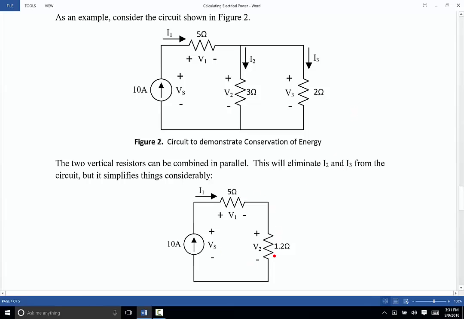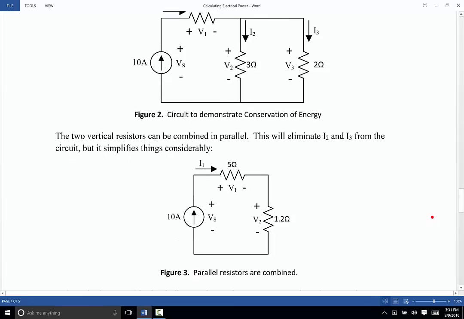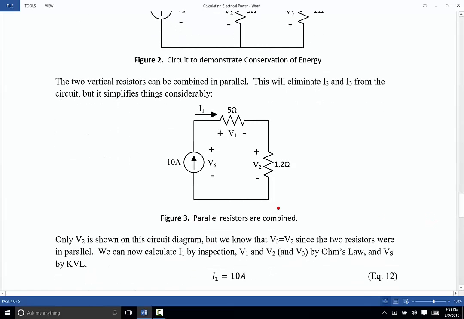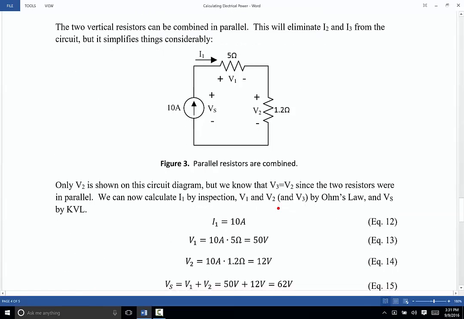Well, now the circuit is simple enough that we could approach it in one of a couple of ways. We're going to go ahead and calculate the total amount of current and the total amount of power. So here you can see that I1, the current flowing around this entire loop right here, has to be 10 amps because there's a 10 amp source in that loop. So I1 is 10 amps. V1, that's the voltage across the 5 ohm resistor. That's going to be 10 amps times 5 ohms, which is 50 volts. V2 is the voltage across this combined resistor. That's going to be 10 amps times 1.2 ohms, which is 12 volts.